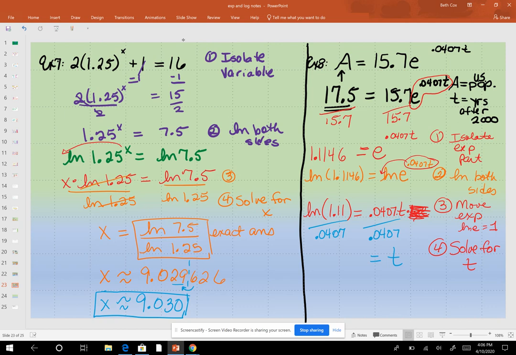And I'm going to get 2.66683. So the question is, how many years? 2.6 years? Okay, now what year would that be? Because it says after the year 2000. So 2.6 years after the year 2000 would be 2003. So it's 2.6 years, and that would be the year 2003.